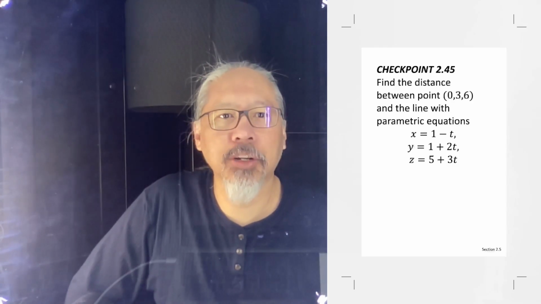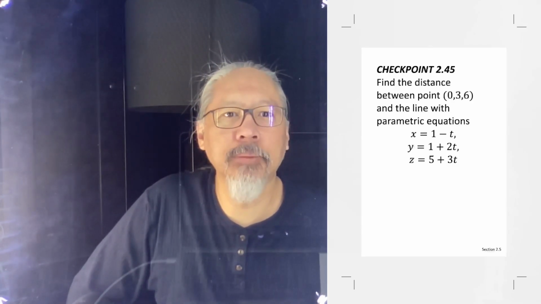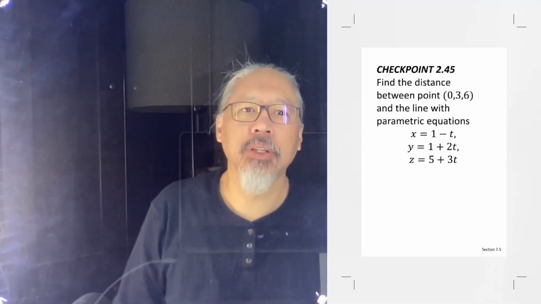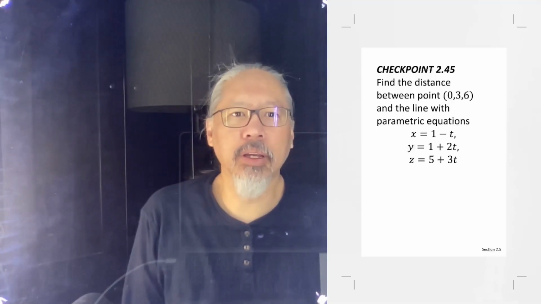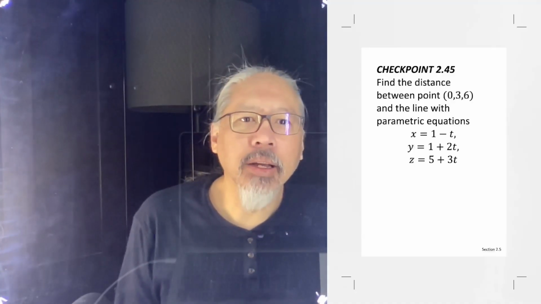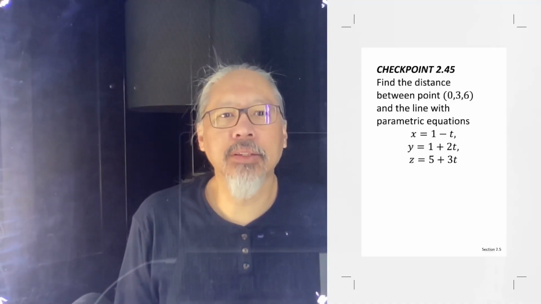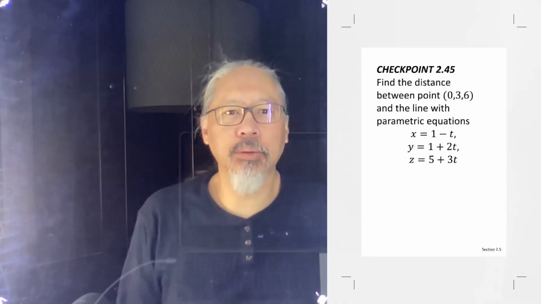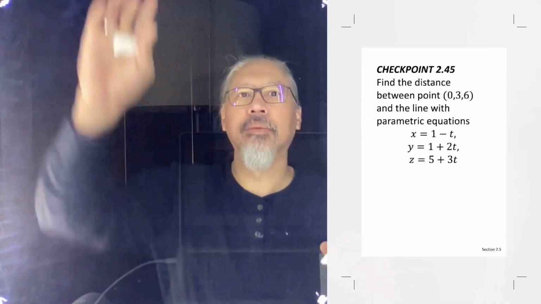Hello, this is checkpoint 2.45. They want us to find the distance between the point (0, 3, 6) and the line. And the line is given by x is equal to 1 minus t, y is equal to 1 plus 2t, and then z is equal to 5 plus 3t.